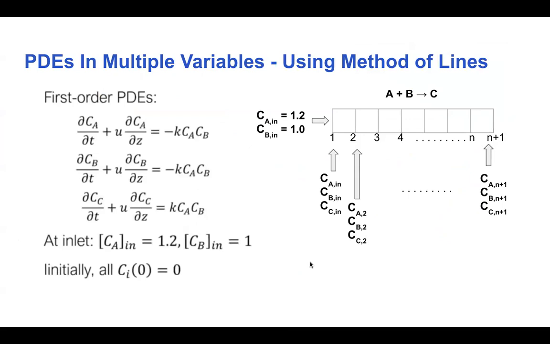So this is PDEs in multiple variables. We have already solved PDE problems, just that we have solved for a single equation. This is what I showed, the method of lines, which I had already explained. Now here we have three variables to solve for, that is CA, CB and CC. In that case, how do we solve it?